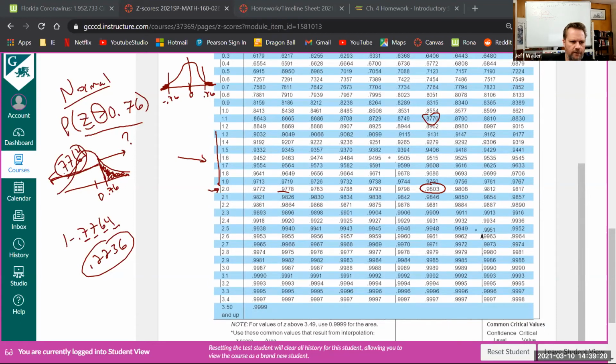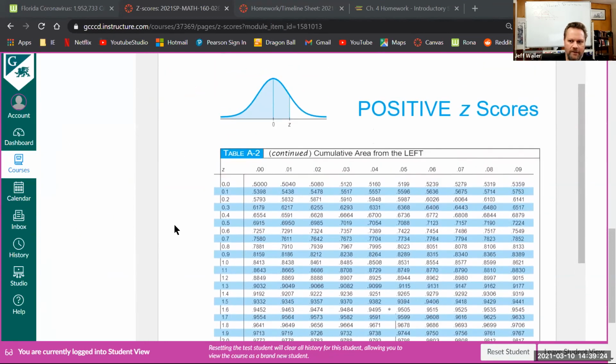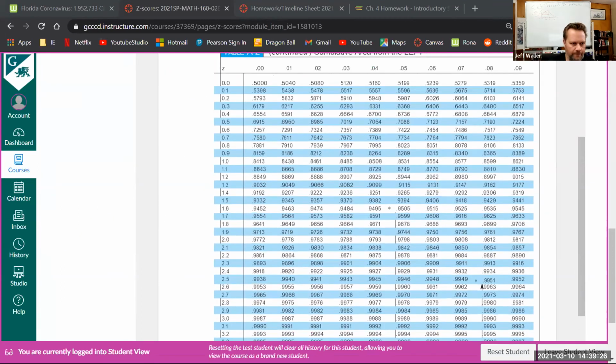All right, so now I'm going to delete this. I forgot how to. There it is. Okay, so let's do one more problem up here. I want to know the probability that a z-score is between 0.13 and 2.25.